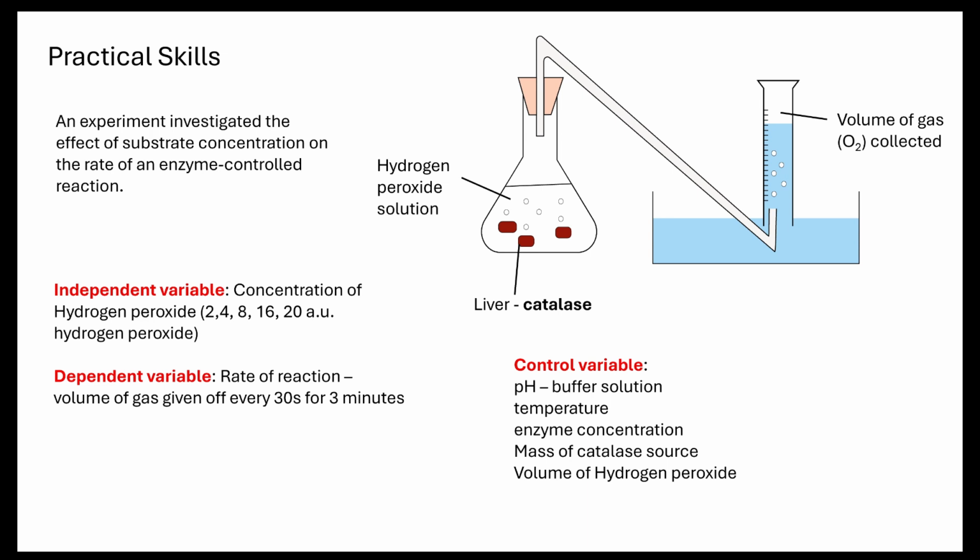So if I change this investigation to look at the effect of temperature, my independent variable would therefore be temperature, and concentration of the hydrogen peroxide would become a control variable. So these are always the skills whenever you plan out an investigation that you need to consider.